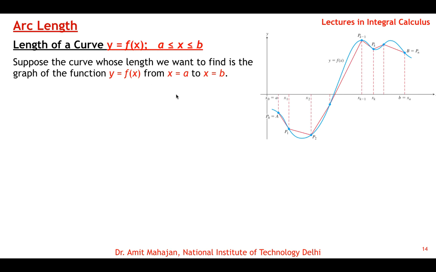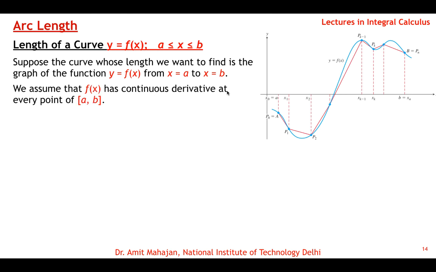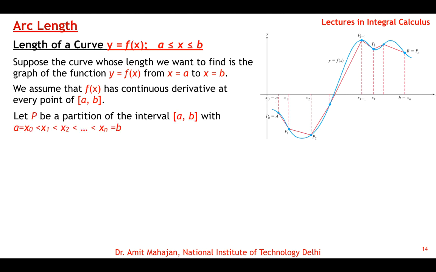For this we have to assume that the function that represents this curve has a continuous derivative at every point of the domain a to b. So we assume f(x) has a continuous derivative at every point of the interval a to b. This will make sure that the curve is smooth, that means there are no breaks or no corners or no cusps in this curve. Again, if we partition this curve by points x0, x1, x2, and so on to xn, such that x0 is a and xn is b, so let P be a partition of [a, b] with this. That's how we do the partition.